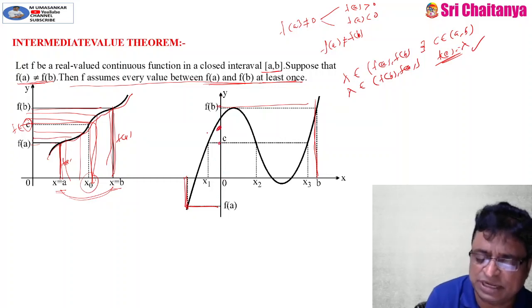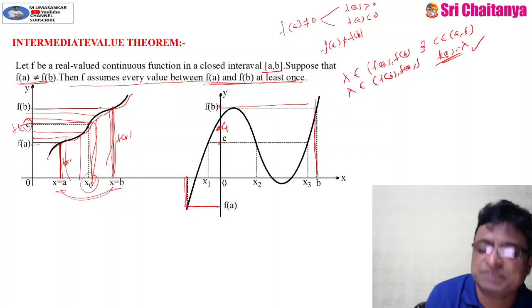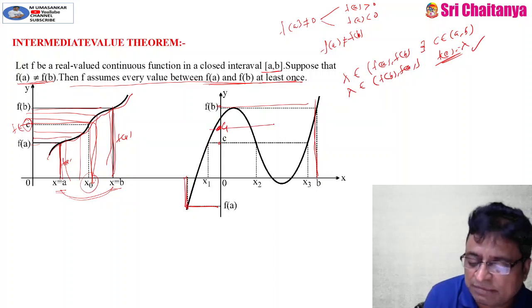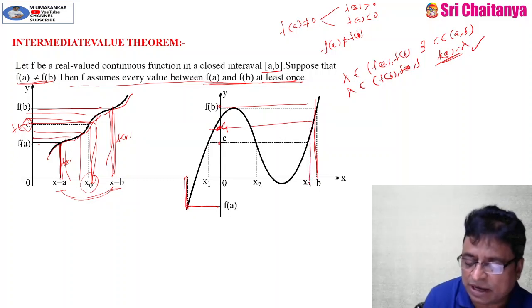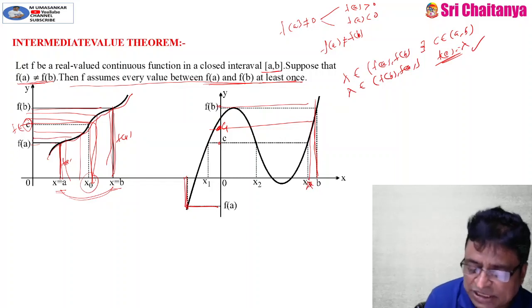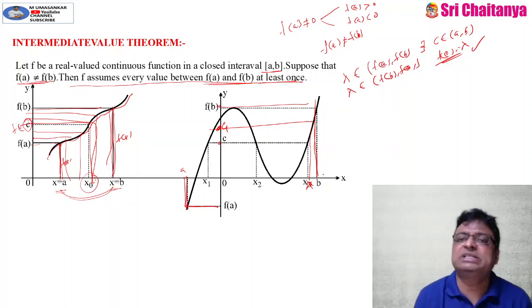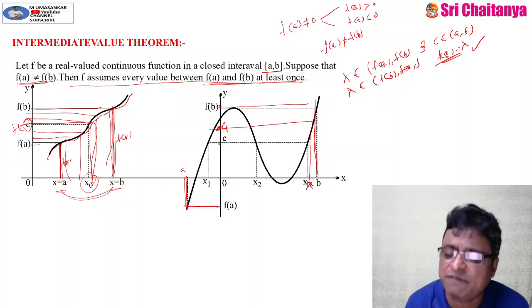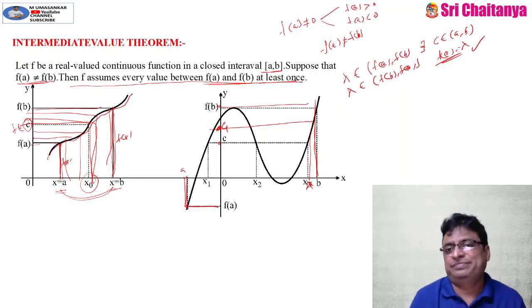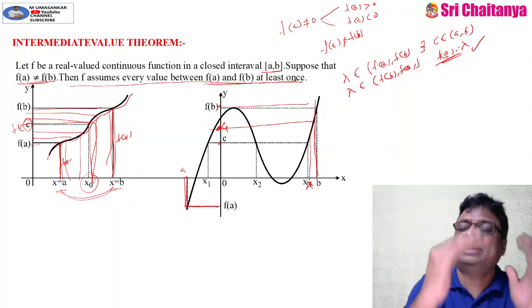You take any value between f of a and f of b. Say take some value here, say some c1. What is this value? You ask the question. Then immediately I can give the reply. You draw a line which intersects the curve like this, and you draw the horizontal line, let it be lambda. That point always lies between a and b only. That means f can assume every value between f of a and f of b. This is the original intermediate value theorem.